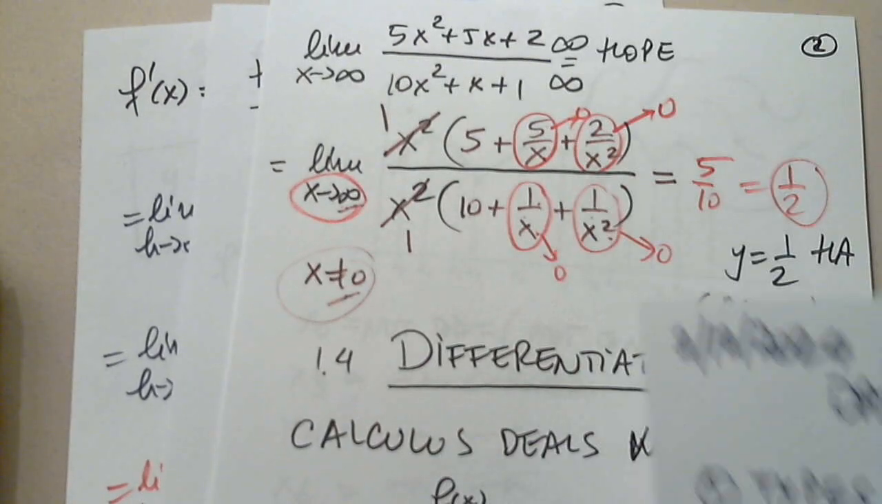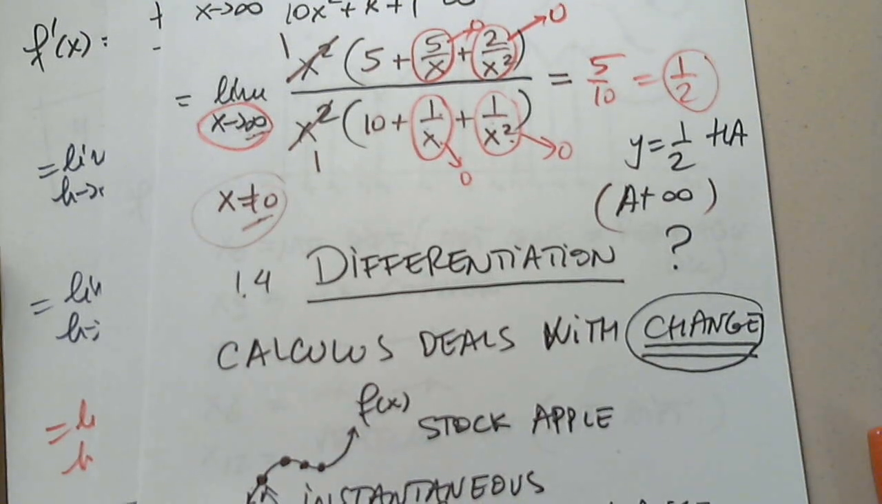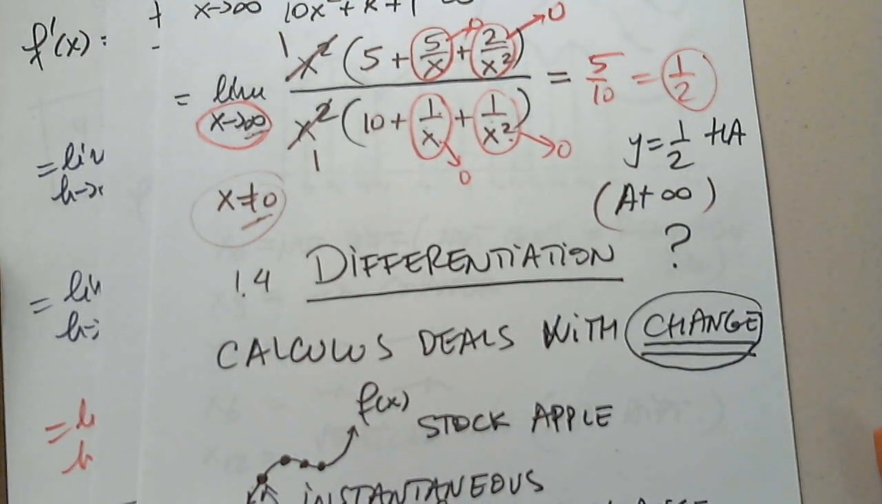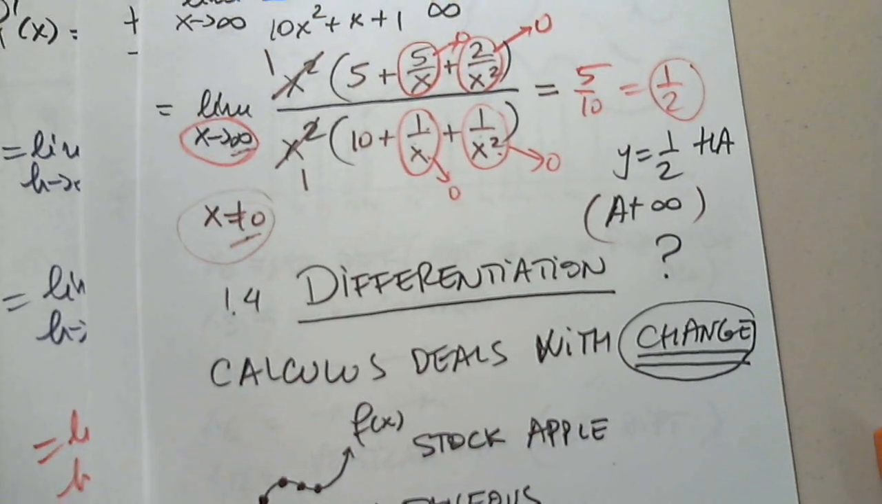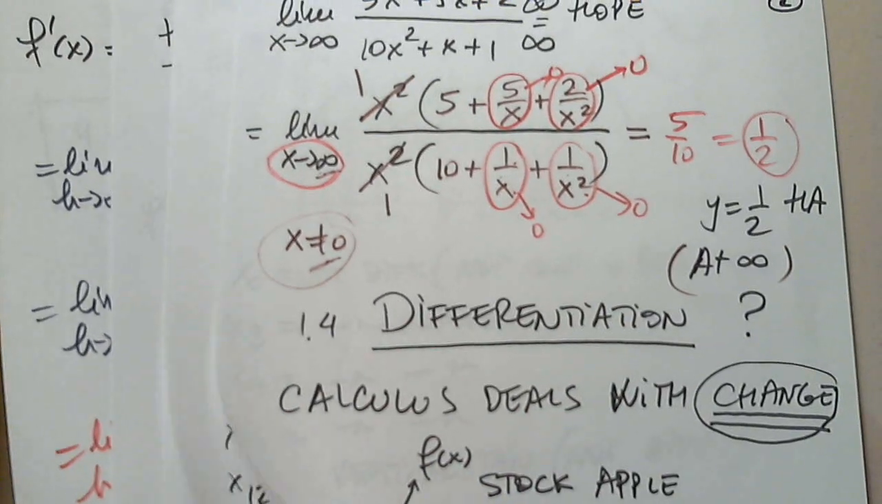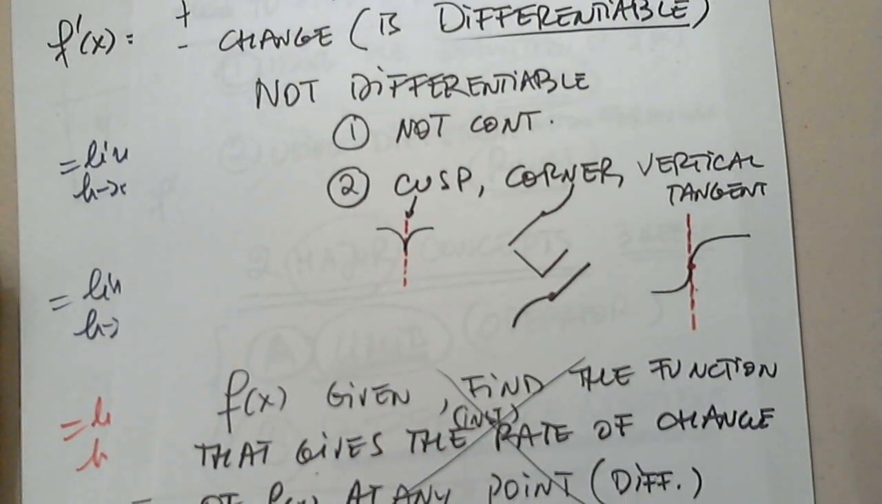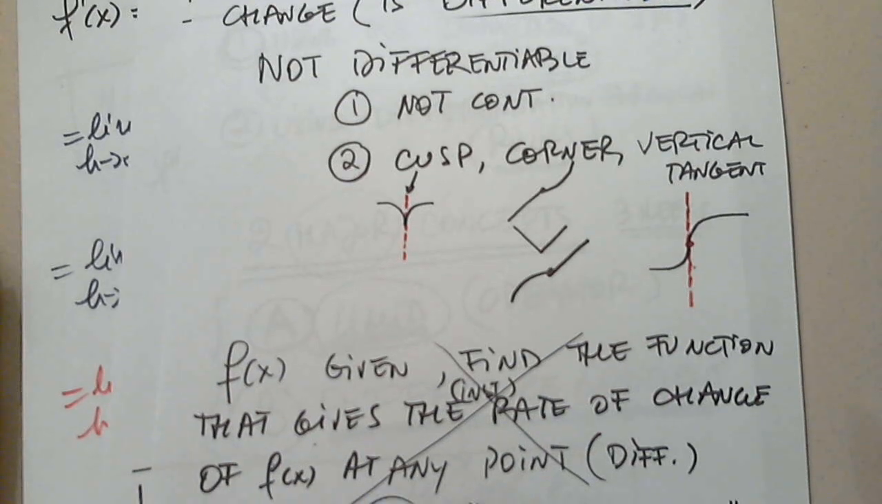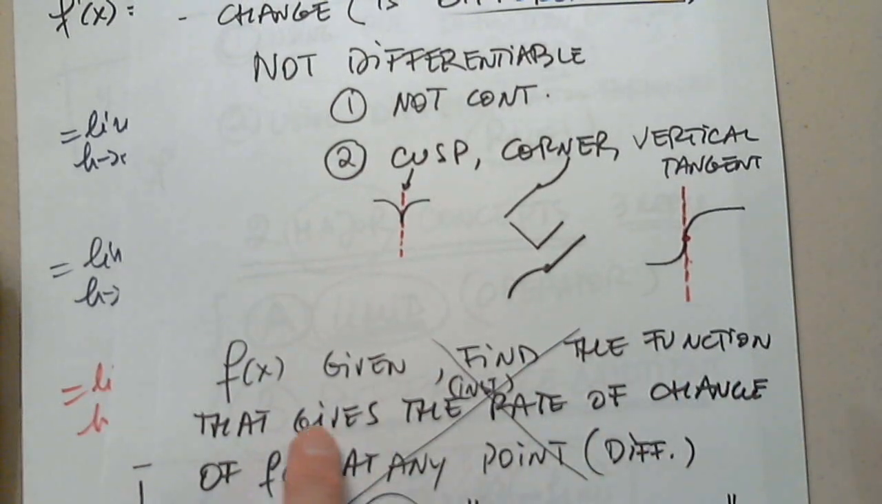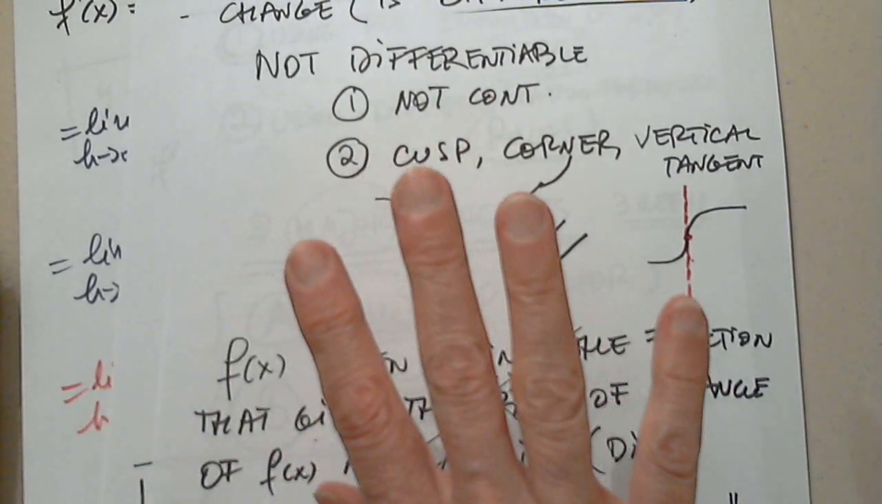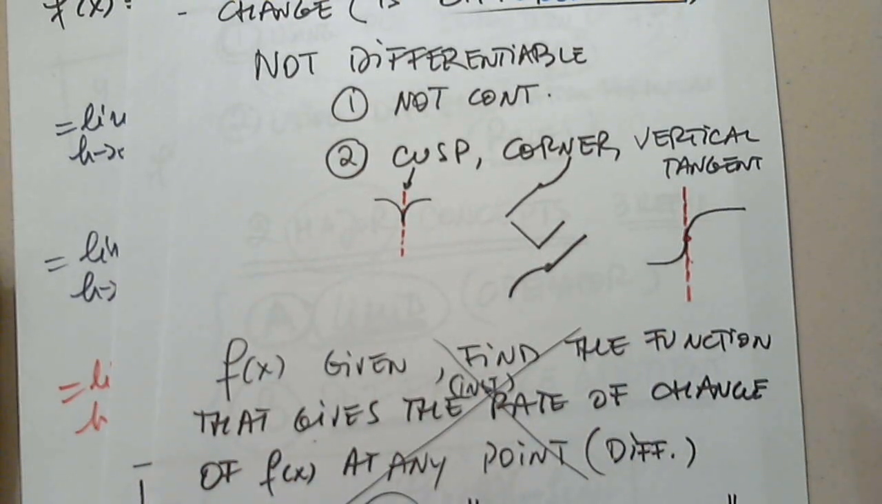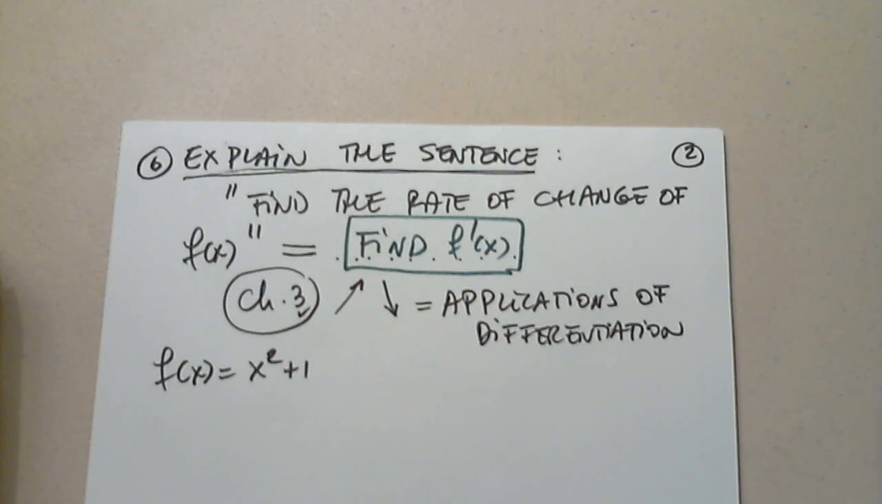So let's go back here. That's how we started. Find the rate of change of a function. We may ask you like that, but we are really asking, find the rate of change of the function? That means find f prime. Thank you. So please remember that.